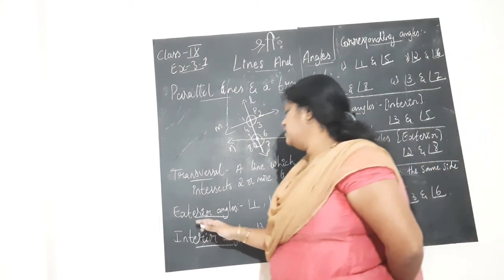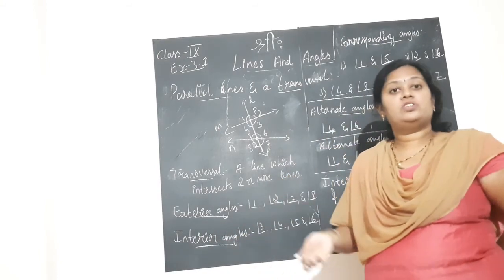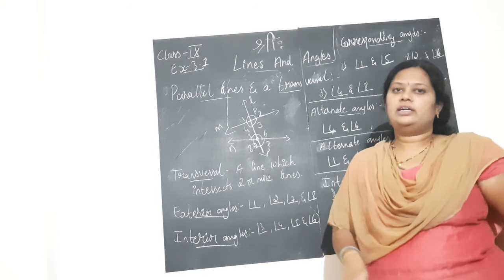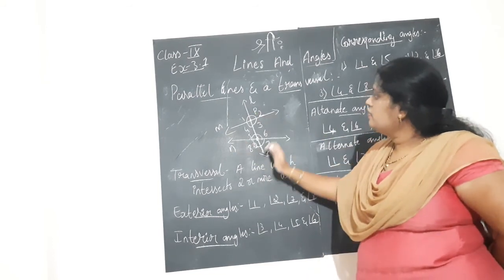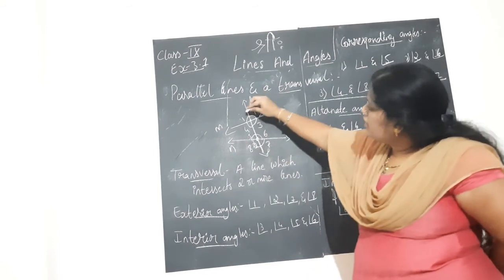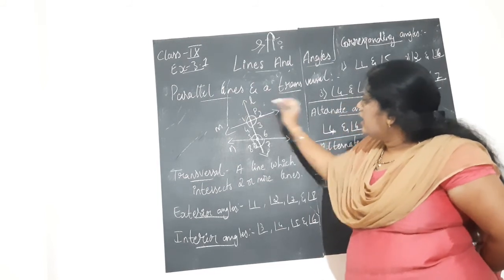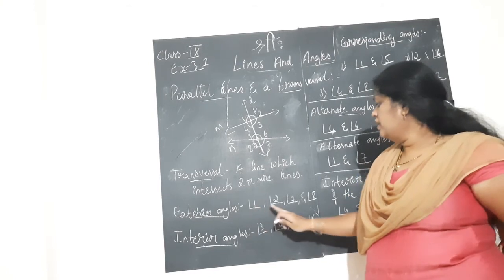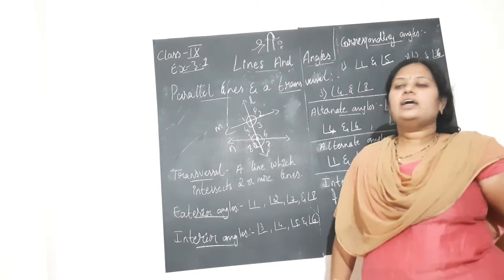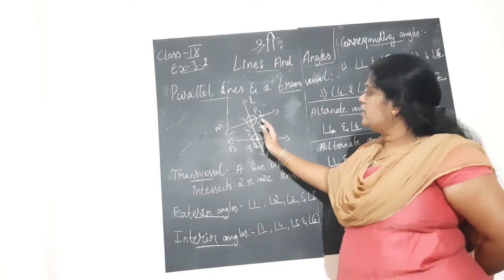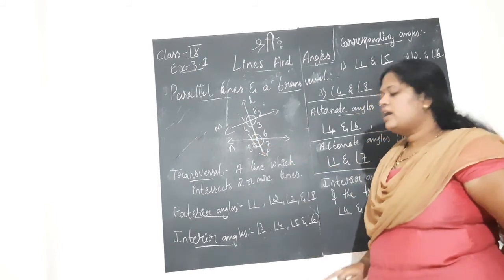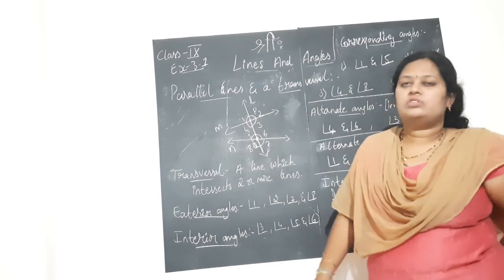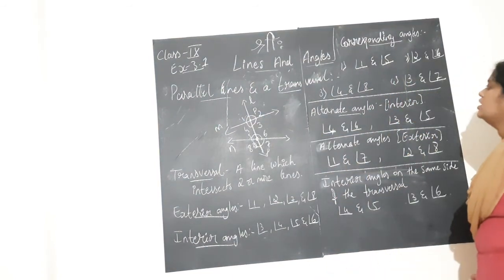So first is exterior angle. Exterior means something which is outside, external, like internal and external. Like that, exterior angle, interior angle. Here in this figure, which are the exterior angles? Angle 1 is outside, angle 2 is outside, angle 7 is outside and angle 8 is outside. So 1, 2, 7 and 8 are the exterior angles. Similarly, which are the interior angles? 3, 4, 5, 6 are the interior angles. They are inside. The other angles are outside. So these are interior angles and exterior angles.